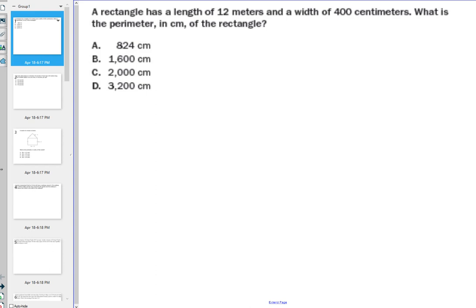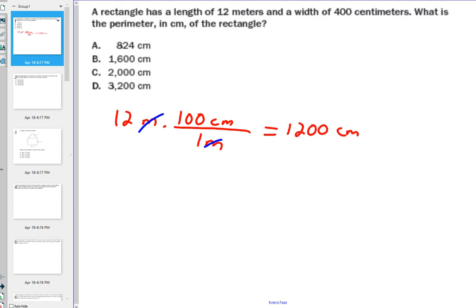You don't have to really show work, but I'm guessing whatever teacher showed you how to do this was like, oh, 12 meters, then there are 100 centimeters in 1 meter, and then the meters will cancel out. Is that the way you guys did it before I got here? So 12 times 100 gives you 1200 centimeters. Now the other thing is that they want the perimeter.